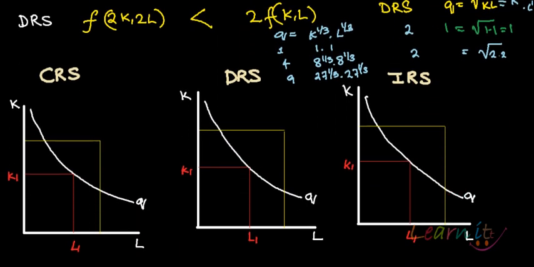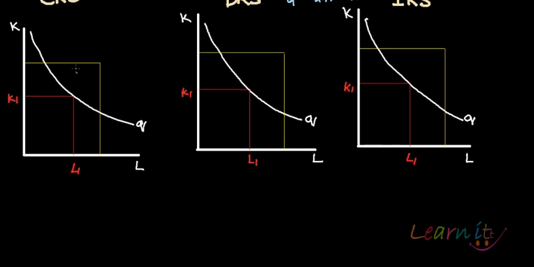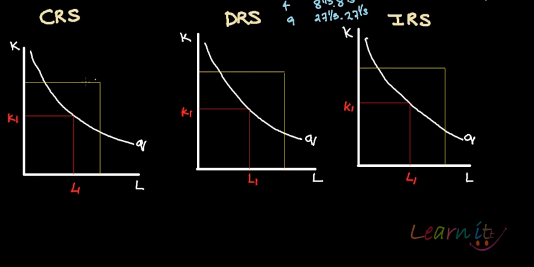So now graphically, let us try to understand what it means. It means in case of CRS, what is happening? Your K1 and L1 is say this point, okay, and it is on this isoquant, let's say Q1. Now you double the amount of the inputs, you double the output, which is say Q2, but this Q2 is nothing but just 2Q1. So this is your isoquant.